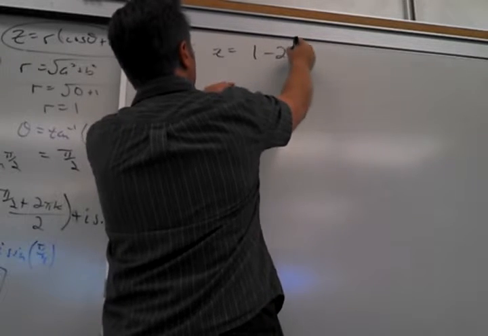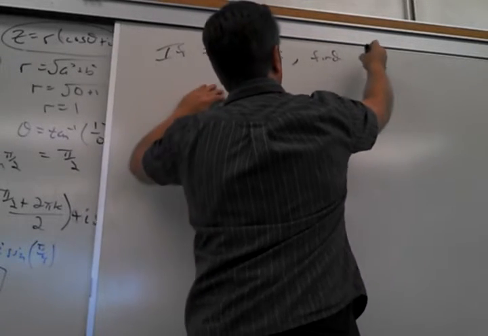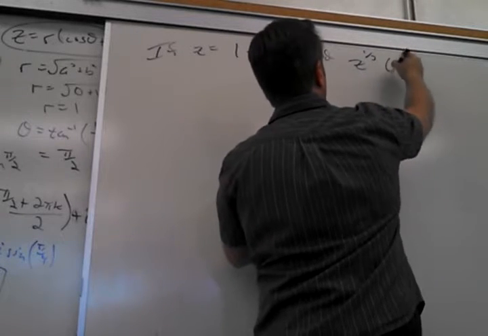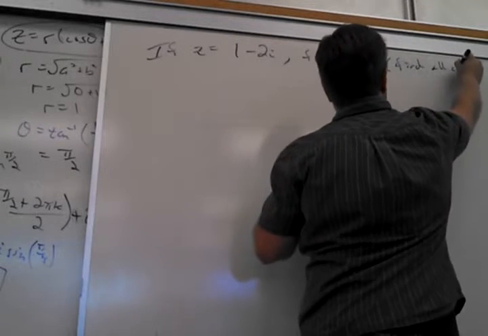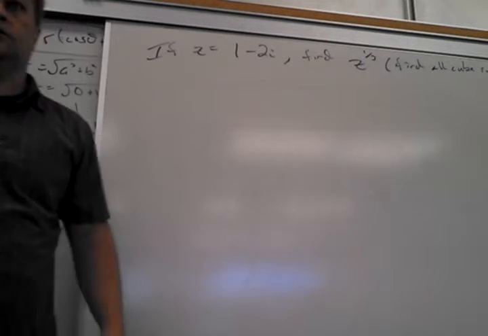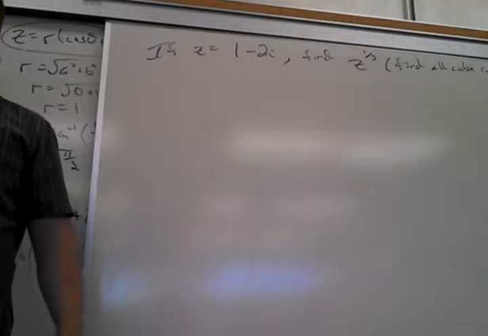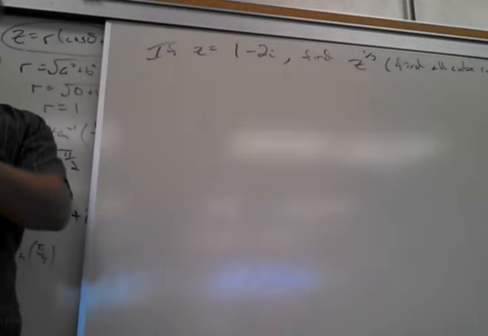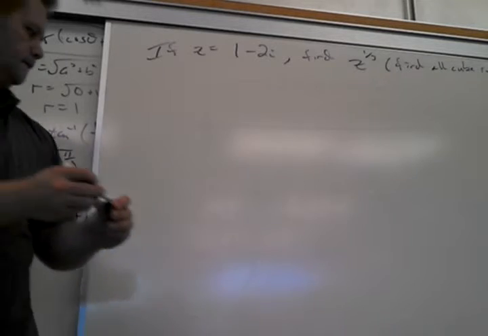So z is 1 minus 2i. Find z equal 1/3. Or they could say find all cube roots of it. Right? Same idea. Of course, you know going in you're supposed to get how many answers? 3. Good. Okay.